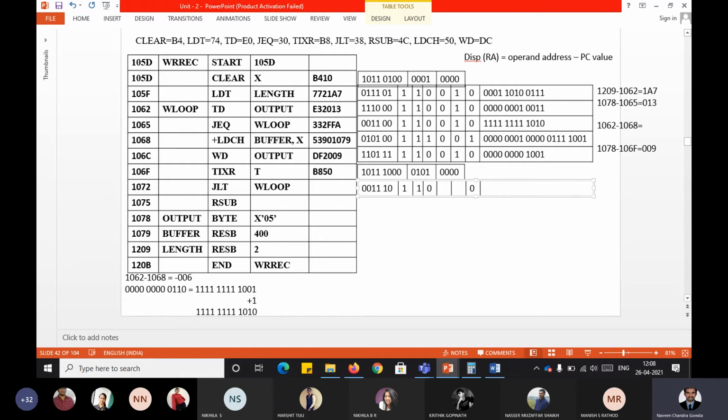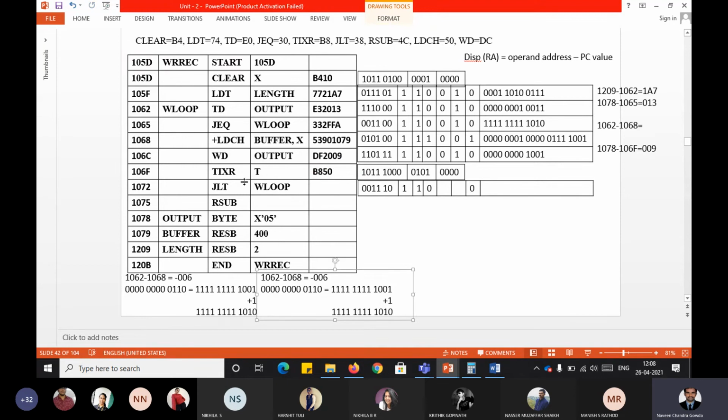Now find out the displacement. What is the operand here? It is WLOOP. I repeat, WLOOP is the operand. So again, same way like this, you need to find out. Let me copy paste here itself. What is the operand address of WLOOP? It is 1062 minus the PC value. What is the PC value here? It is 1075.